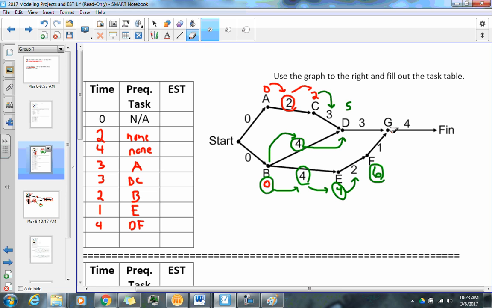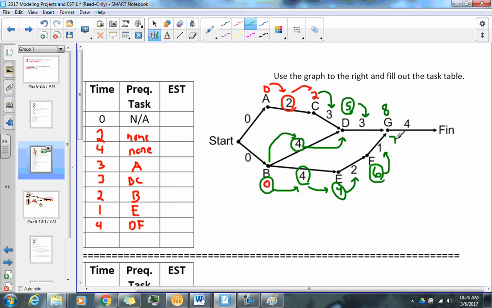All right, let's go to G. Now G has two arrows pointing to it, so let's see if you can pick up on this. He has an EST of 5. It takes 3 minutes to do whatever task D is, and then D can get there in 8 minutes. But if you notice, F has an EST of 6 plus 1 minute. That can get there at 7.